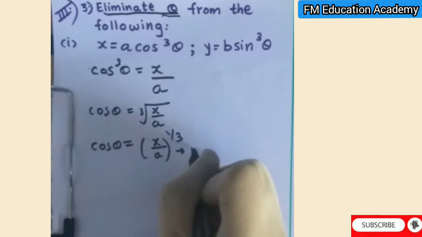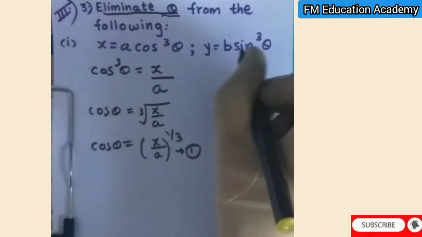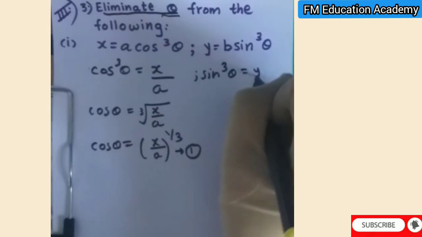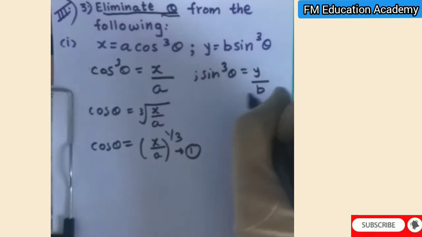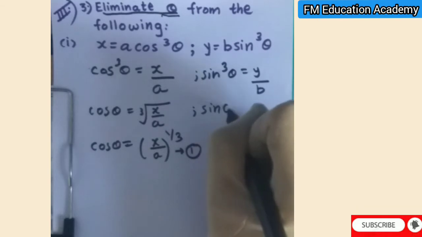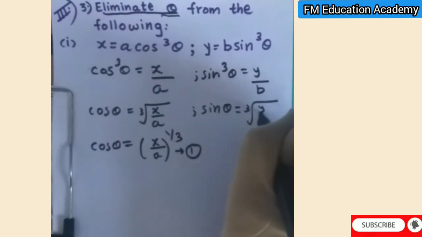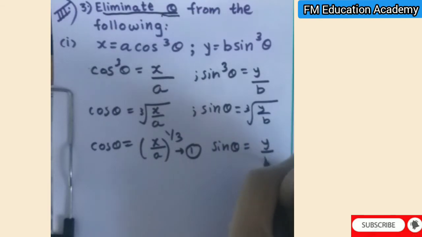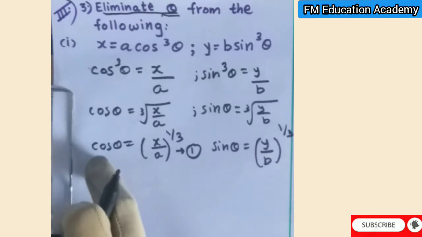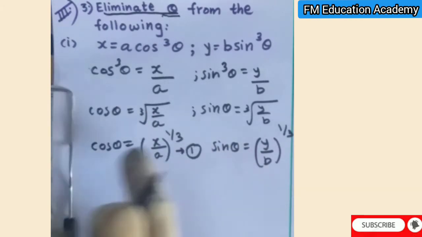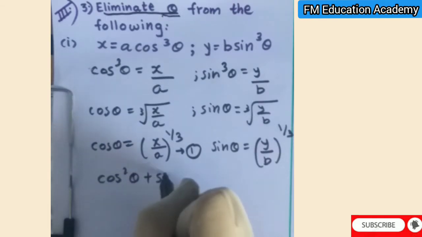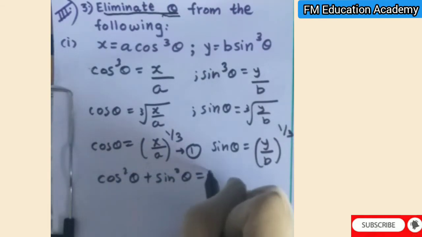Let this be equation 1. Now coming to y, similarly we can write sin cube theta is equal to y by b, as b goes outside and divides. Then sin theta will be equal to cube root of y by b. So sin theta will be equal to y by b whole power 1 by 3. Now we know there is an identity which relates cos theta and sin theta. What is the identity? Cos square theta plus sin square theta is equal to 1.